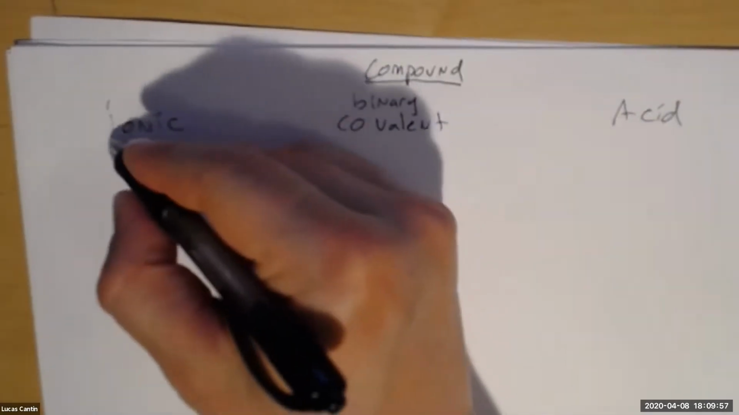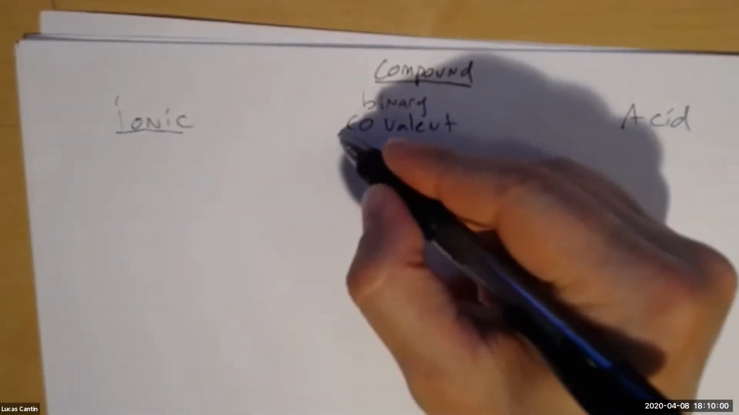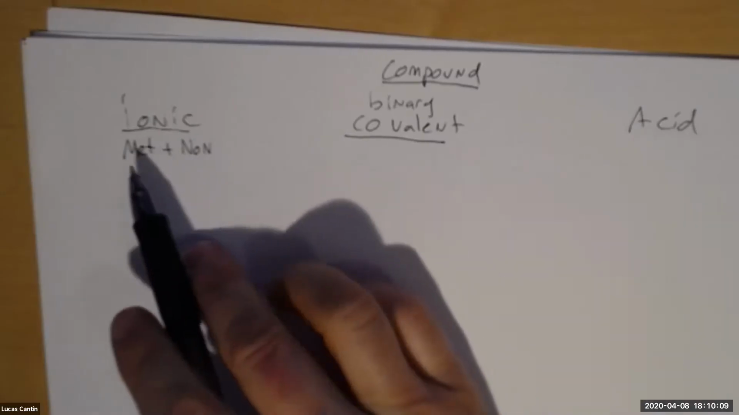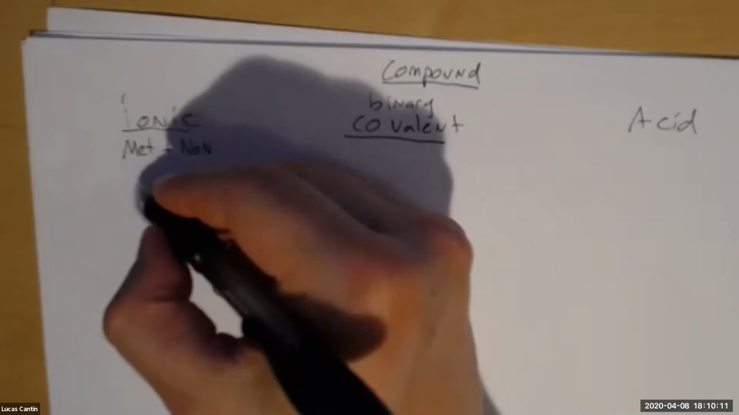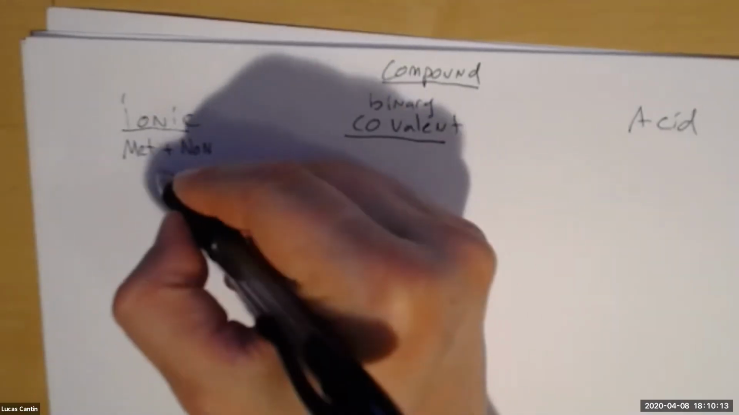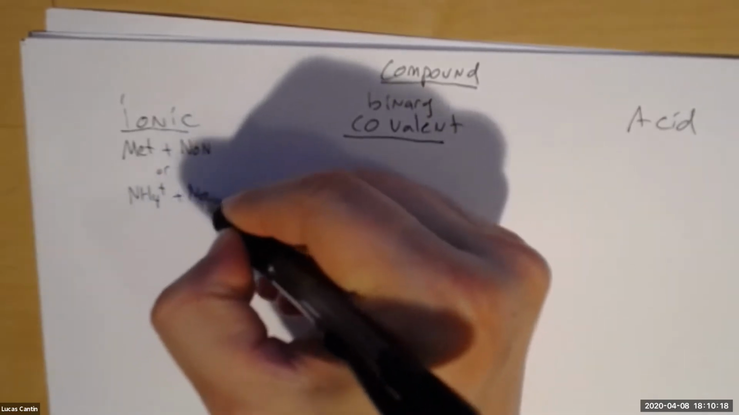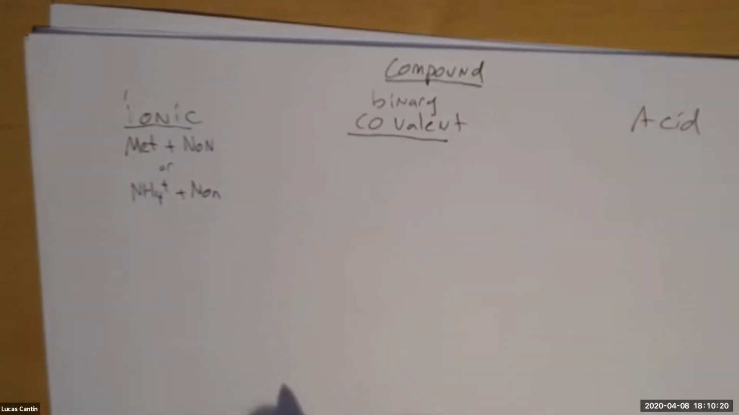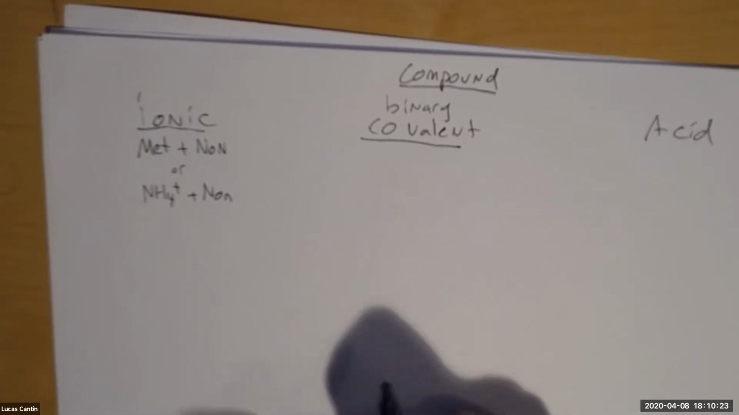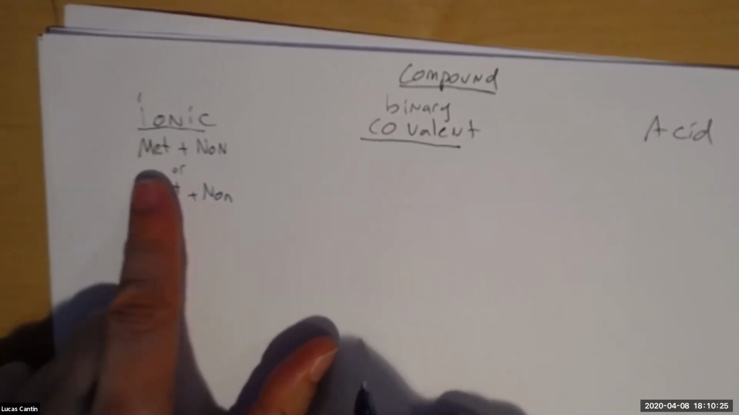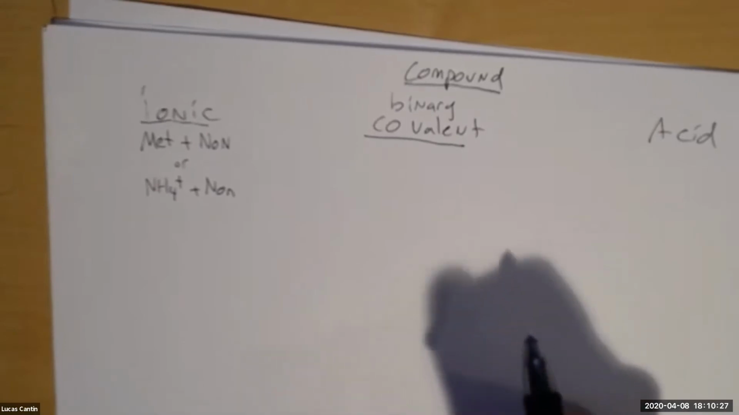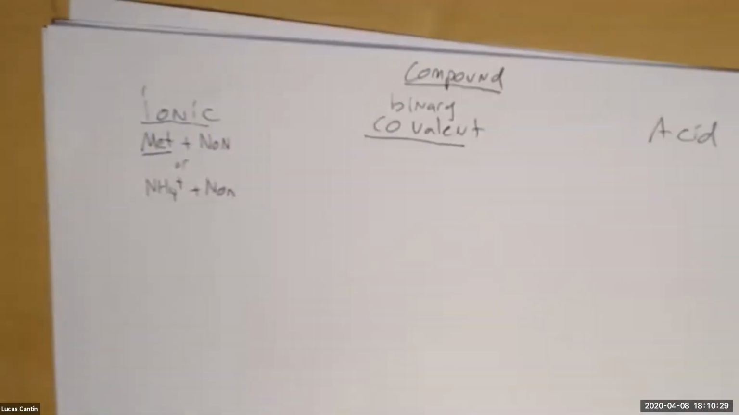Ionic compounds, how do we know we have an ionic compound? You have a metal and a non-metal. Perfect. I think the only exception to that would be when I have the ammonium ion, NH4 plus, with a nonmetal. That's the only exception I can think of. So you're basically looking for a metal. That makes it unique from both of these two. So we could underline metal.